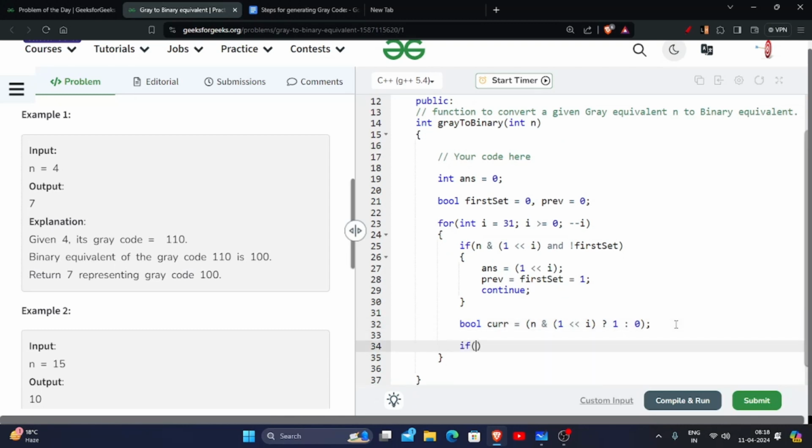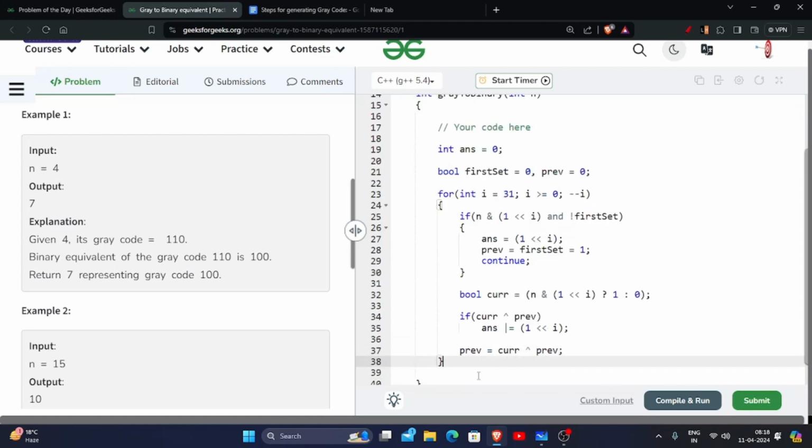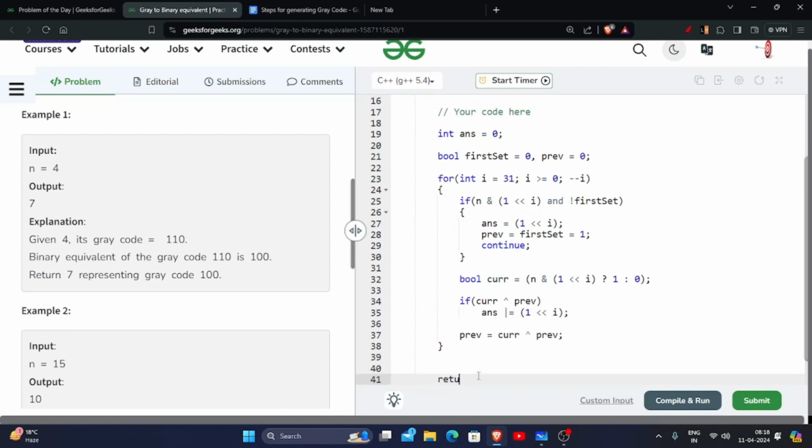Now if their bitwise XOR is 1, then only we will add their OR, that is 1 shifted left by i, to our answer. If their XOR is 1, and if not, we will do nothing. But the next time, my previous will get updated to current XOR previous, and that's it. And then we can just say return answer.